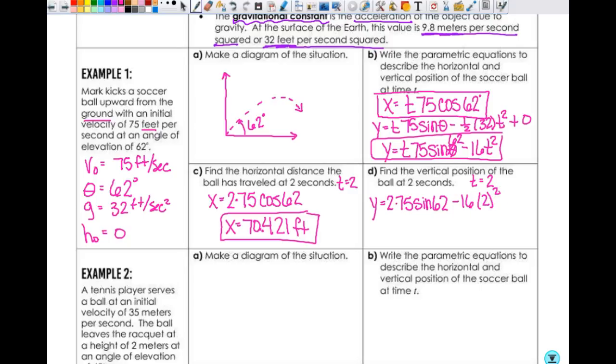So pause and type that in your calculator. You should have gotten 68.442 feet.